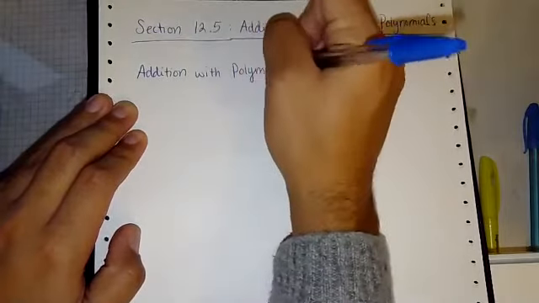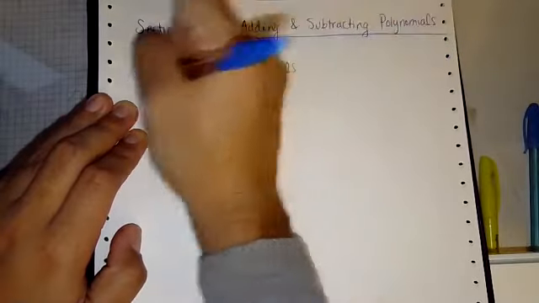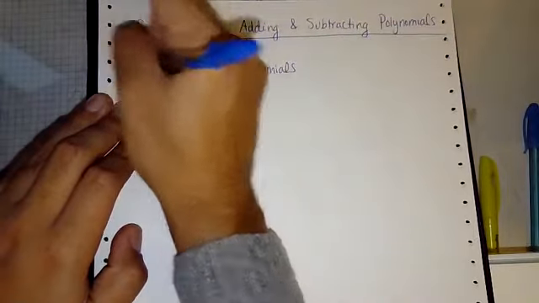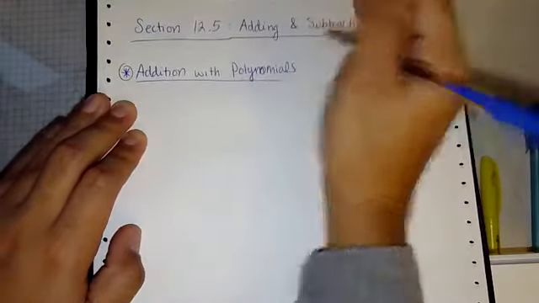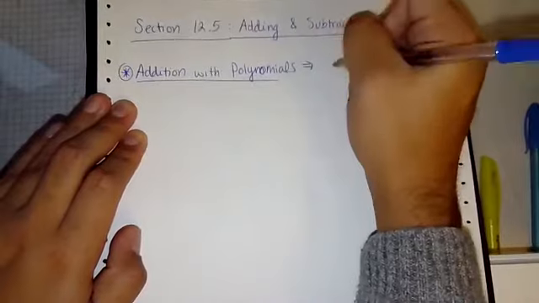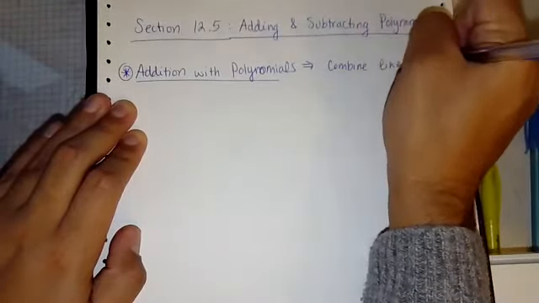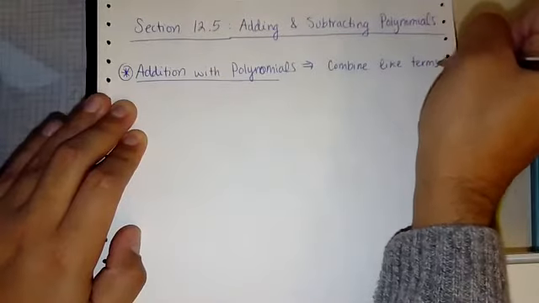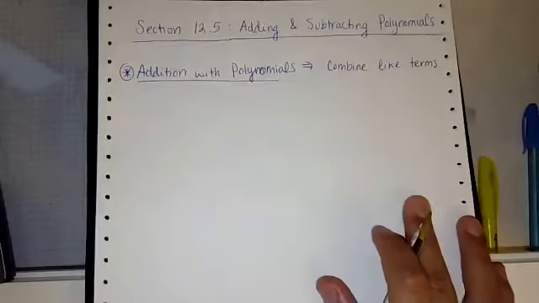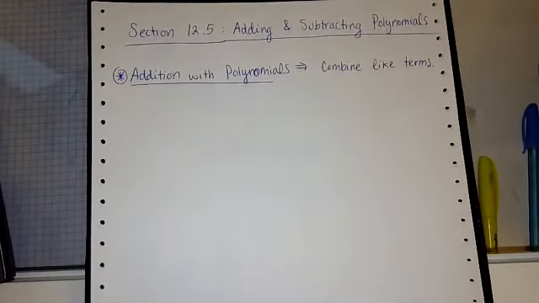So if only I could spell polynomials, addition with polynomials. This is all you're going to do. You're just going to combine like terms. So if you're given two polynomials and you're told to add them together, you are just going to combine like terms.